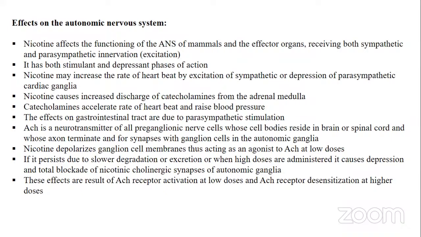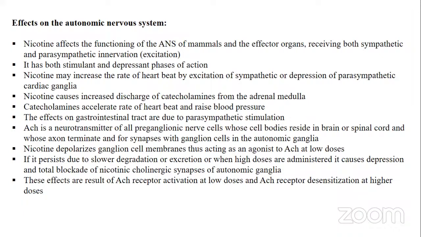Nicotine affects the functioning of the autonomic nervous system of mammals and the effector organs, which receive both sympathetic and parasympathetic innervation. It has both stimulant and depressant phases of action. Nicotine may increase the rate of heartbeat by excitation of sympathetic or depression of parasympathetic cardiac ganglia. Nicotine causes increased discharge of catecholamines from the adrenal medulla. Catecholamines accelerate the rate of heartbeat and raise blood pressure.